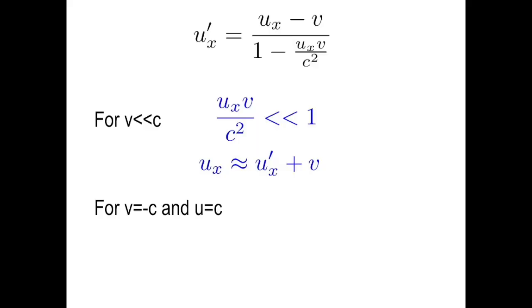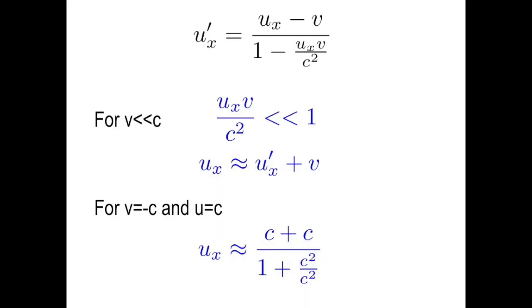Let's go to the other extreme. Let's think what happens if both velocities are very high, near c. Let's assume that the train is moving to the right almost at c, and the particle is moving to the left almost at c. Galileo would say that the velocity of the particle as seen from the train is going to be 2 times c. But what does relativity say?